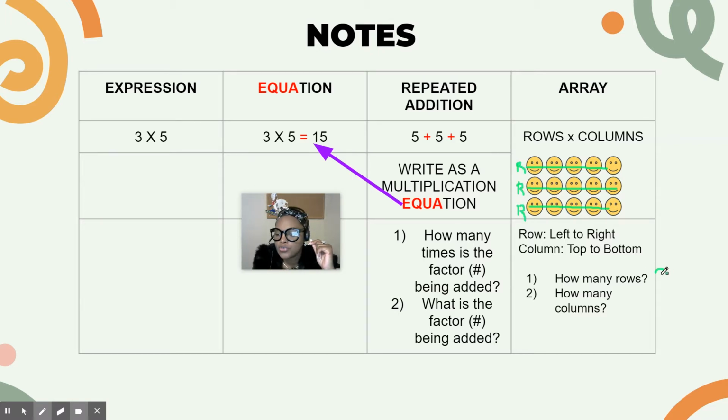So that answer is 3. The row is always the first factor. So if I was going to create an expression, no equal sign, I would put my 3 right there.